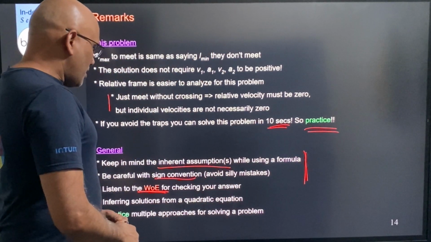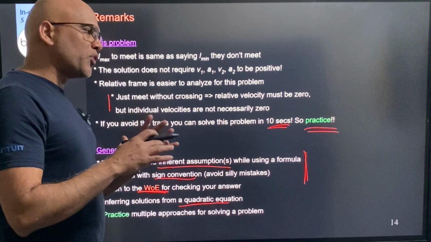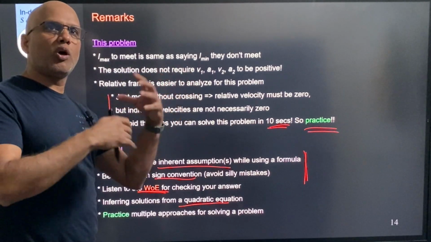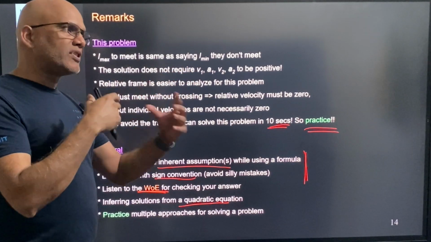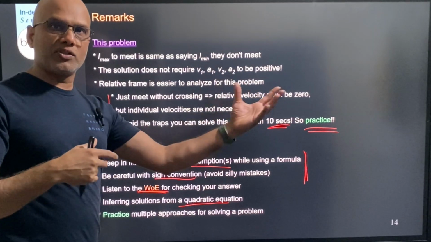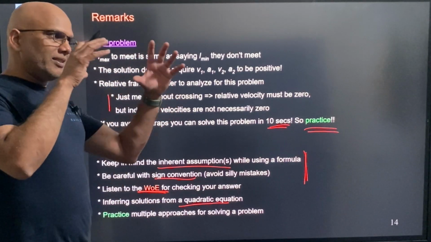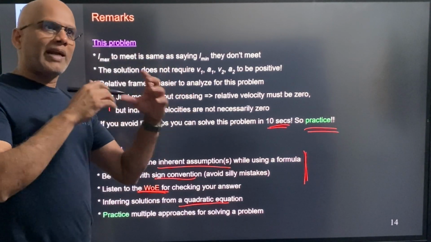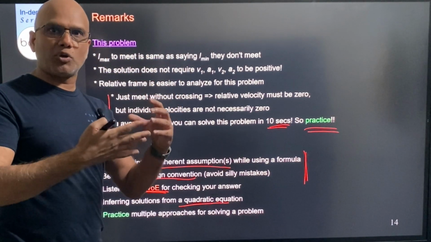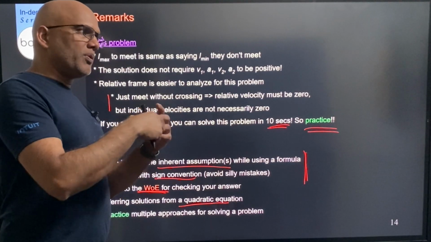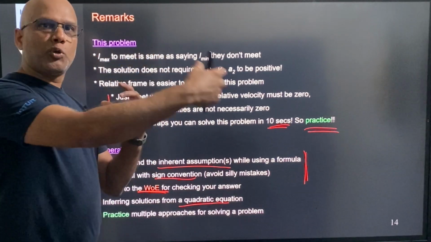Another point is, inferring the solution from a quadratic equation is not always straightforward. It's not that when you have a quadratic equation, you always solve for the variable. Sometimes you have to look at the discriminant and infer the solution. And the last point is, during the exam, you will be under time pressure, right? So you are not always going to get the most efficient or the best approach. Sometimes you will take a different path, but no matter what, you should be able to arrive at the solution.